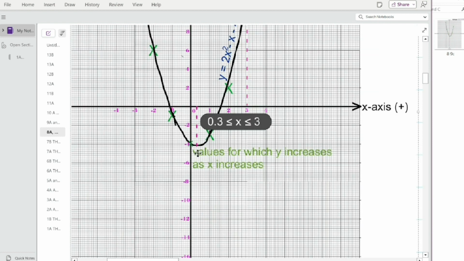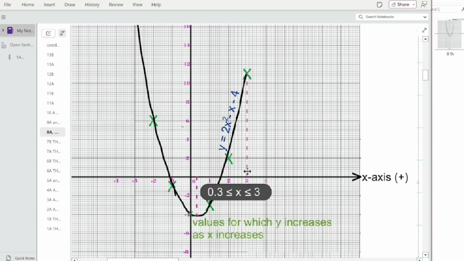Since it starts from 0.3, our answer is therefore x is greater than or equal to 0.3 and also less than or equal to 3. So it ranges from 0.3 up to 3, 0.3, 0.4, and so on up to 3.